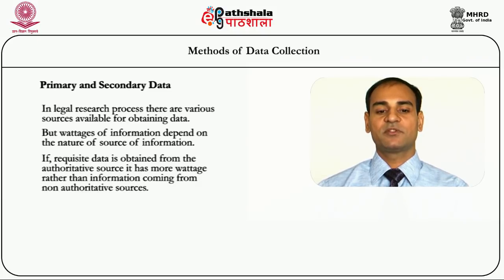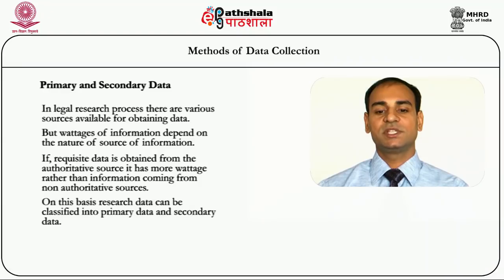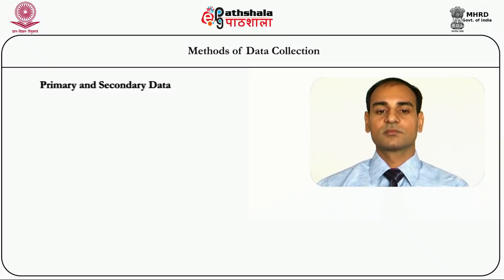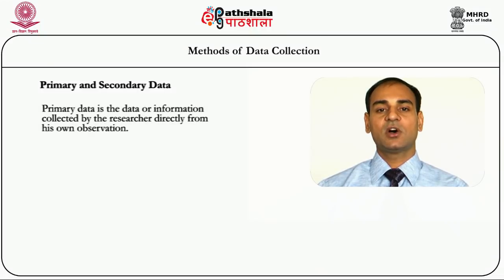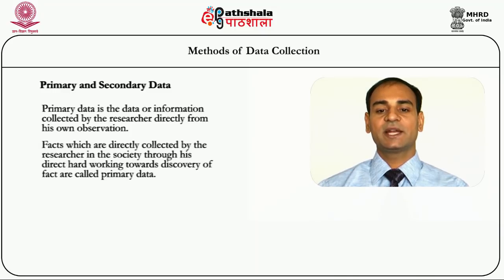If requisite data is obtained from the authoritative source, it has more weightage than the data collected from non-authoritative sources. On the basis of research, data can be classified into primary data and secondary data. Primary data is the data or information collected by a researcher directly from his own observation. Facts which are directly collected by a researcher in the society through his direct hard work towards discovery of facts are collected as primary data.